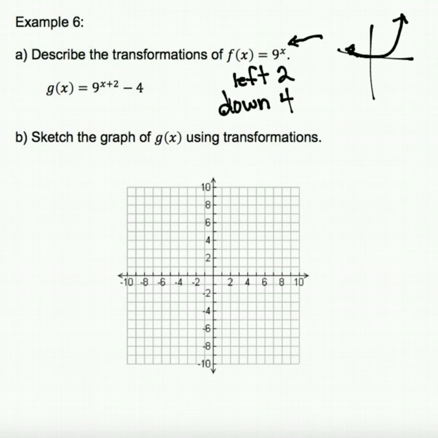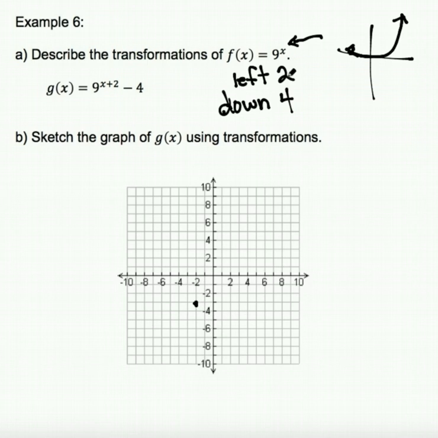Now, knowing that it looks like that, and knowing that it normally crosses at 1, what I'm going to do is take this y-intercept of 1, and shift that to the left 2 and down 4. So normally I would be crossing right here at 1, but I'm not. I'm going to be crossing, instead, left 2, down 4. I'm going to be crossing right here, at the point negative 2, negative 3.